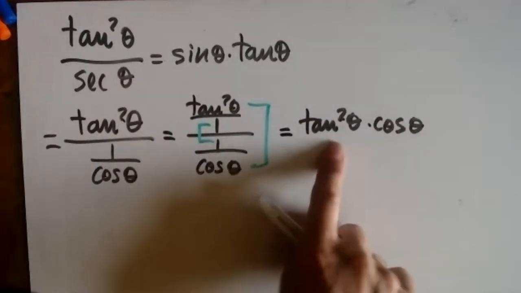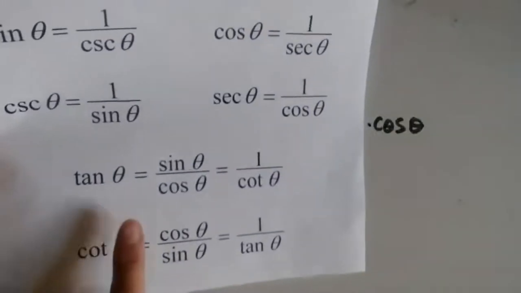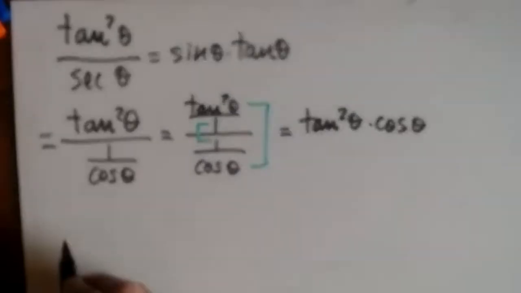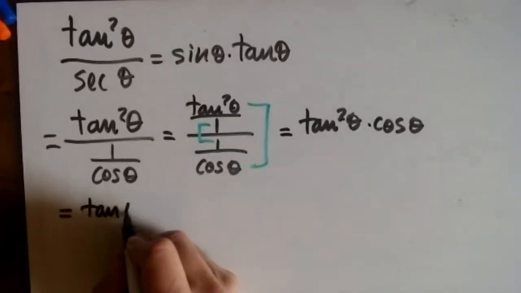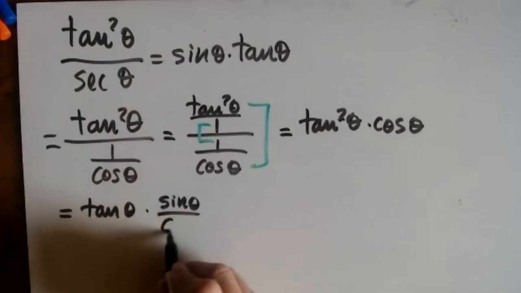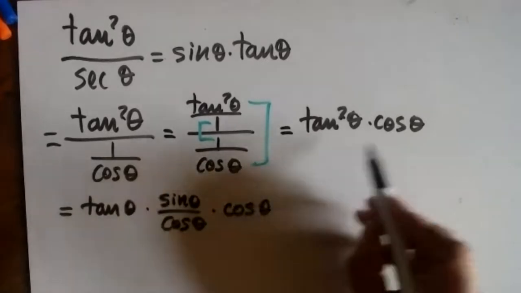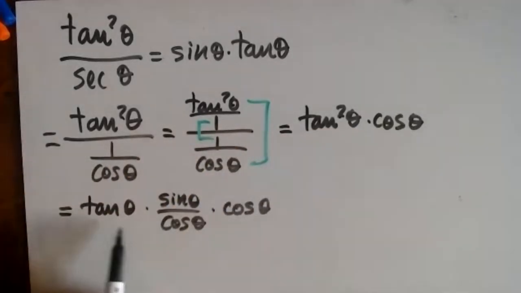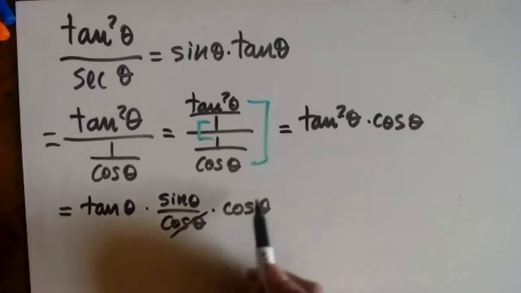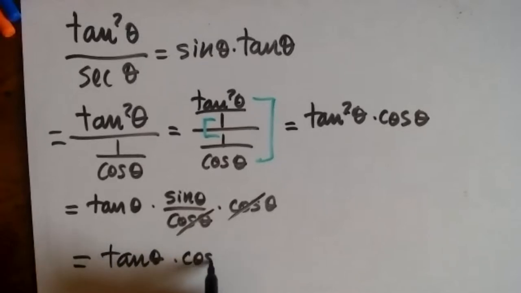Okay, now I'm going to change the tangent by sine over cosine, correct? Tangent is sine over cosine. This is tangent times tangent, so I split this one in tangent times tangent, and one of these tangents is going to be sine over cosine, correct? Okay, what can I do with the cosines? Well, cosine at the top, cosine at the bottom, they cancel out, and then I get the tangent theta times cosine times sine theta.